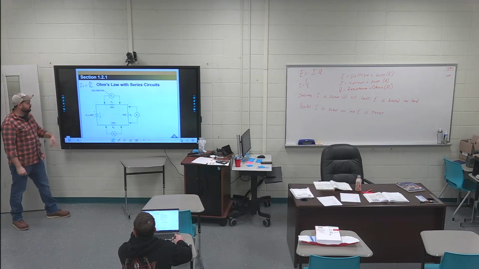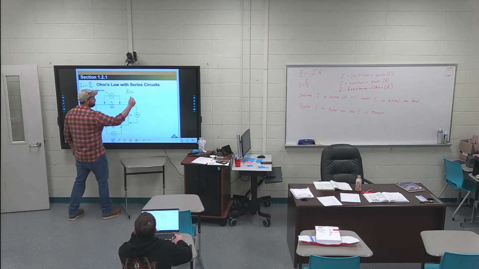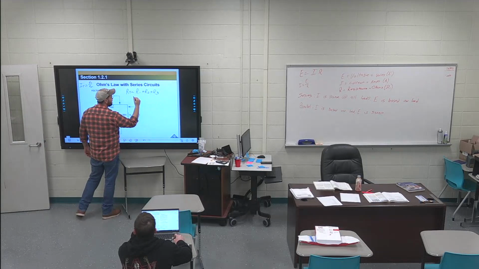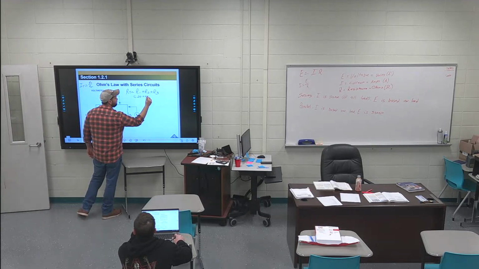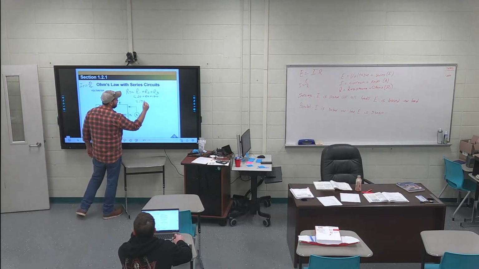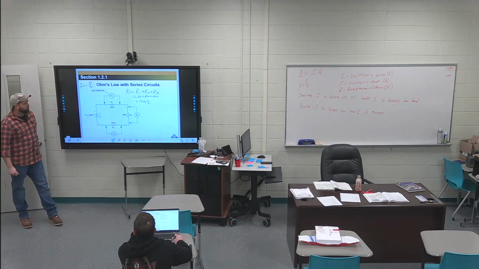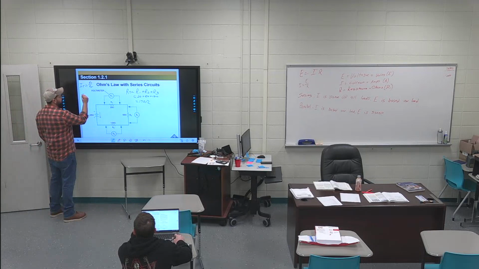How can I find my resistance total? Add them all up. Resistance total is equal to R1 plus R2 plus R3, which is 20 plus 50 plus 120. 50 plus 120 is 170, so 190. Is everybody good with that? Yeah. So our resistance total is 190. So I can work this equation now.